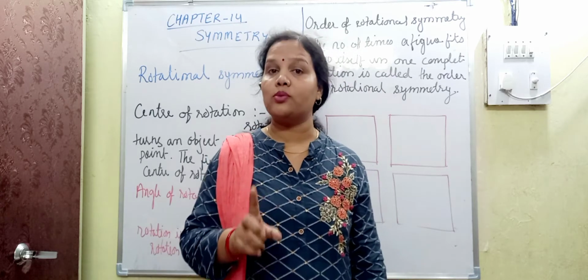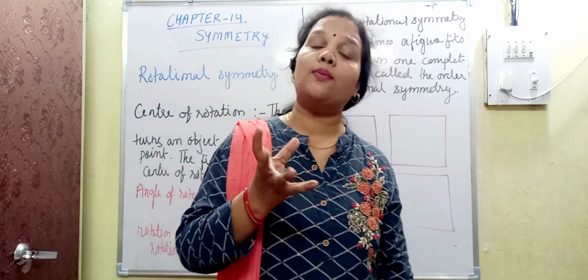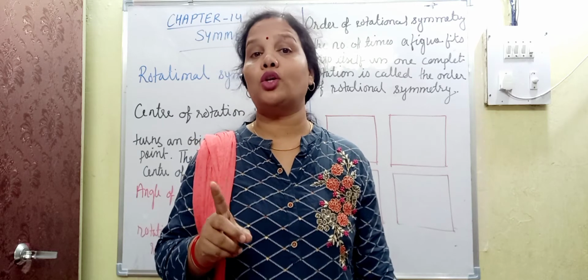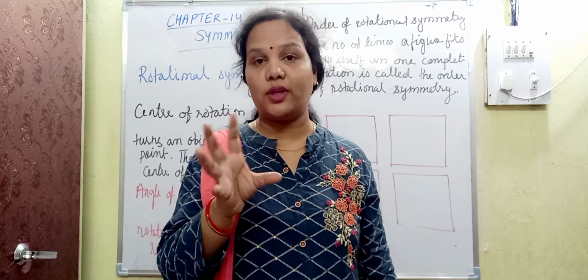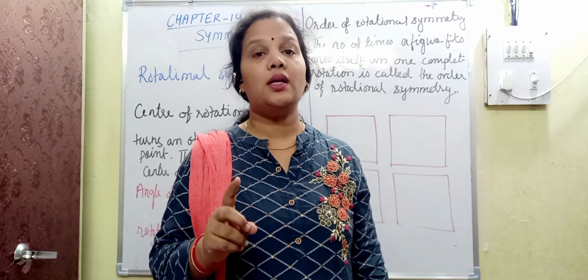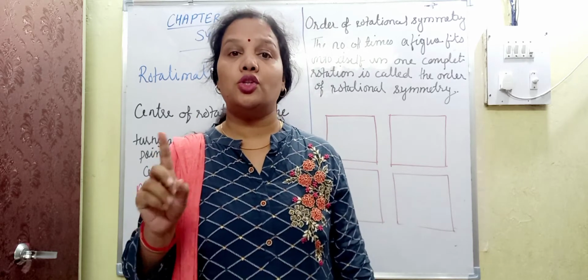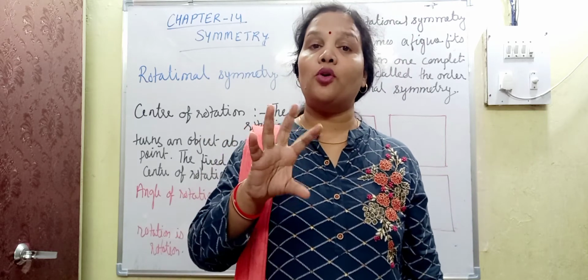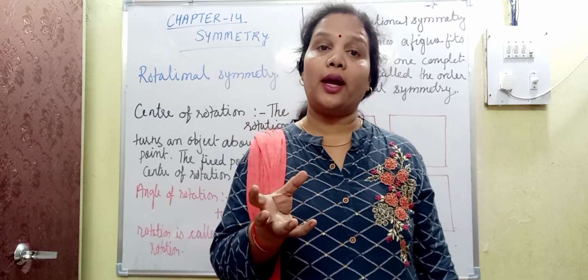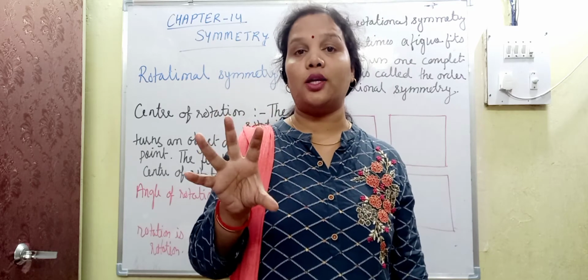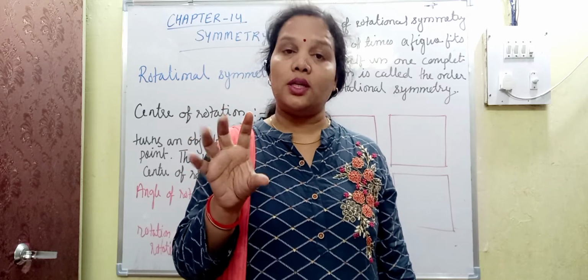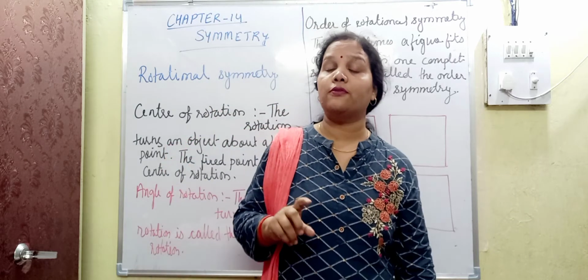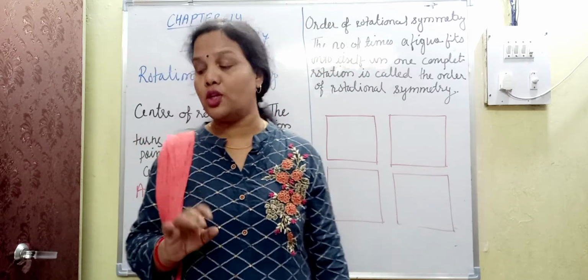So every time you can observe that when anything moves about its center, the shape and size are not going to change. Only the position of that particular object is changing, but the shape and size are not changing. So this kind of symmetry is known as rotational symmetry. When you are moving an object and after a particular angle you again get the same kind of figure or the same shape, you will observe the same shape after each rotation. This is known as rotational symmetry.